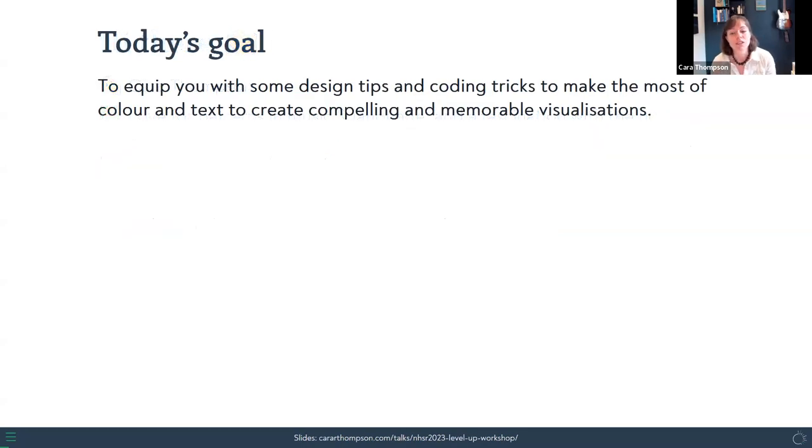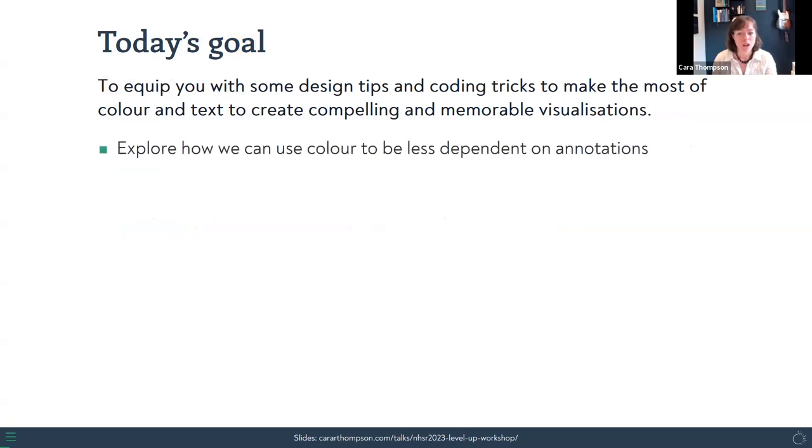So today's goal is to equip you with some design tips and coding tricks to make the most of color and text when you're creating your graphs, so that we can make them as compelling and memorable as we can. Okay, we're going to look at how we can use colors to be less dependent on annotations, and we're going to spend a good amount of time on color, because if you get the colors right, it can really be make or break in terms of how well people want to engage with your graph. If you're looking at something and it's kind of painful to your eyes or to your sense of aesthetics, you might move on quickly. Whereas if you make it look nice, then that's an advantage. And also, if you make it so that the colors are more intuitive, people will remember what your graph is about much more easily. So we'll spend a good amount of time on colors.